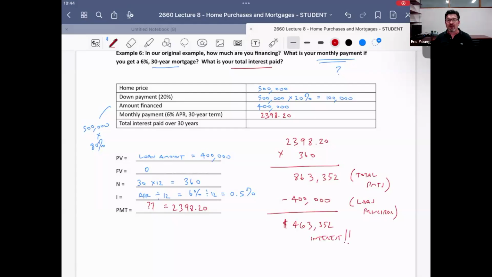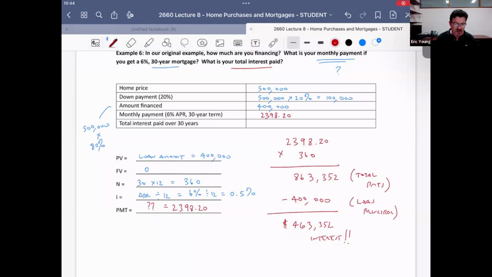Okay. If you're asking yourself, did he do that right? Am I really going to pay more money in interest than I did for the loan itself? Yes, you are. That's just the way a mortgage works. So we see the interest there. Okay, so you can calculate the interest that way, the total payment minus the loan amount.